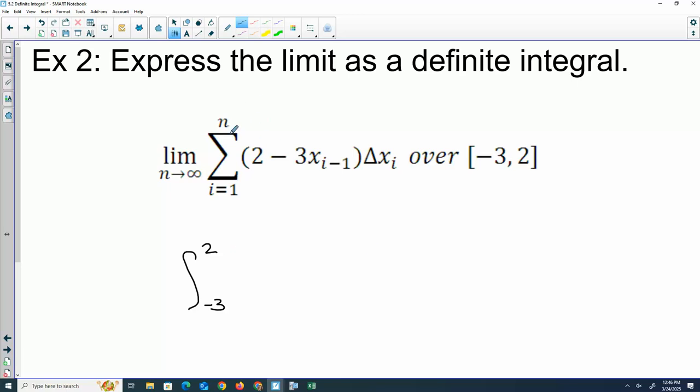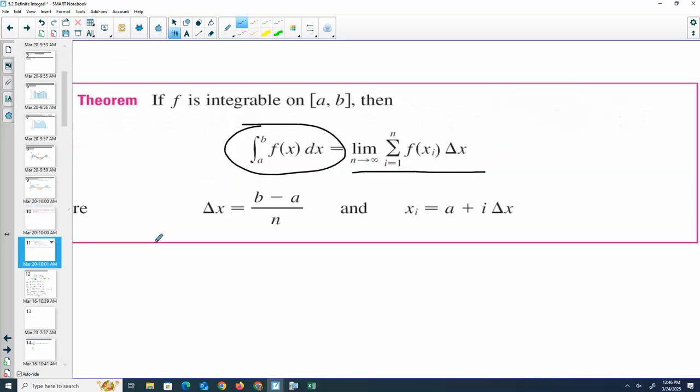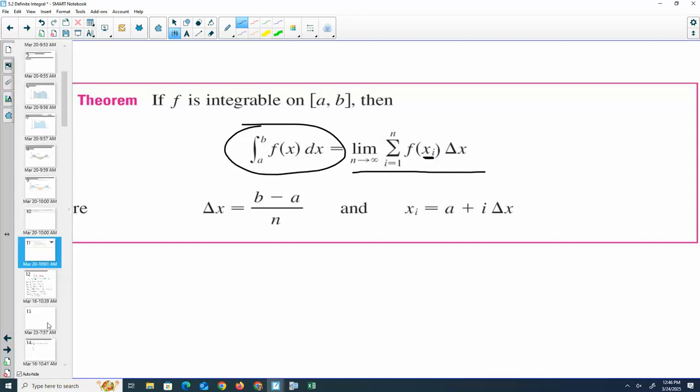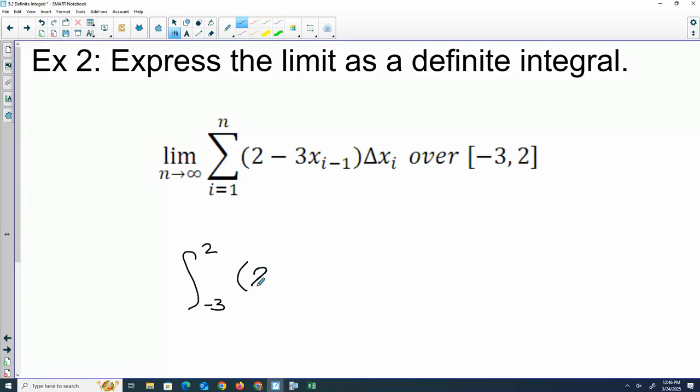Okay. So we have the limit of the sum. Look back at your definition if you need to. Alright, all of that goes away. Instead of f of x sub i's, we should just have f of x's. So the x sub i's are just going to change into x's. So 2 minus 3x. I don't care what the subscript is. I don't care if it's i or i minus 1. It doesn't matter for writing the integral.